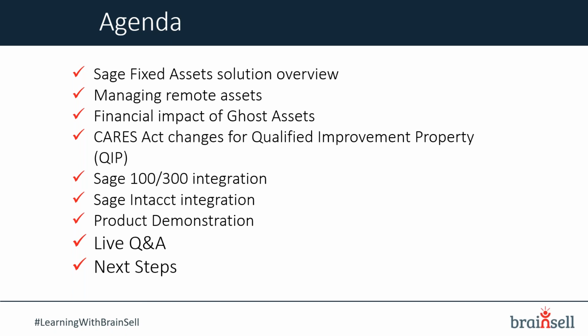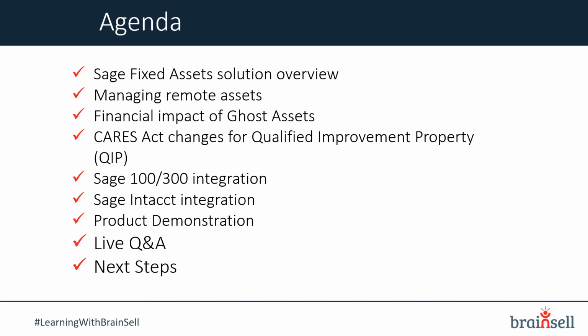We'll also talk about how you can effectively manage remote assets, since in the current environment, more companies than ever have assets that might be stationed with remote employees, or you may have multiple sites and simply want to be able to keep better track of where those fixed assets are. We'll also talk a bit about the financial impact of ghost as well as zombie assets and the changes in the CARES Act that impact qualified improvement property. So if your organization does have qualified improvement property, we'll talk about how you can take advantage of those changes.